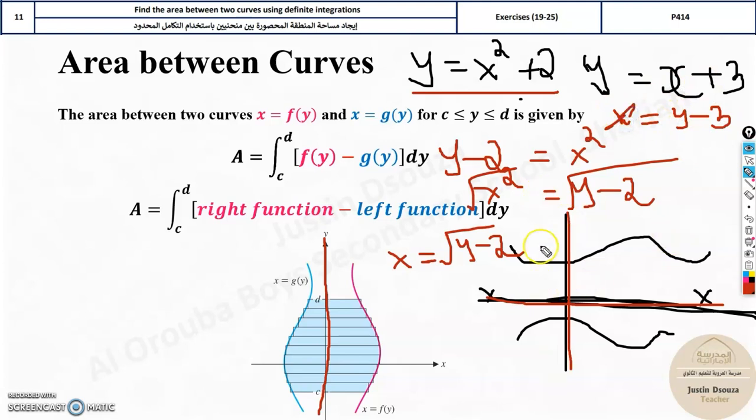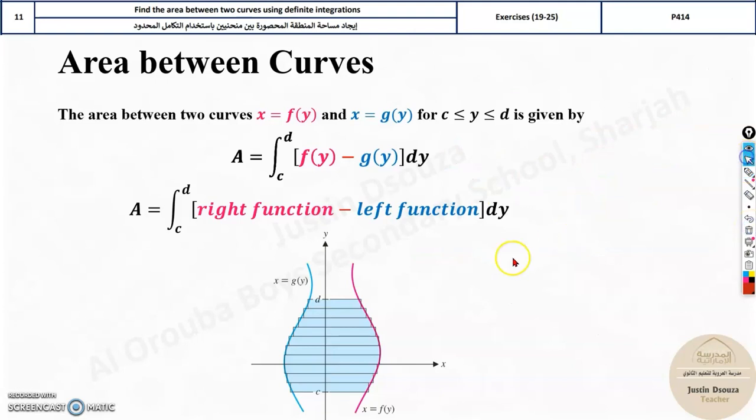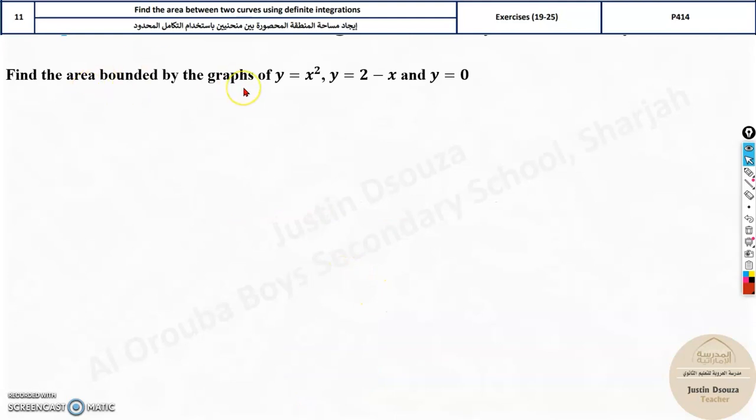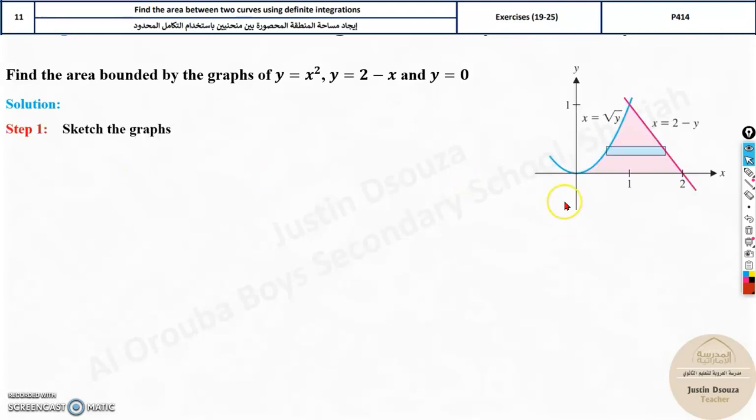So I hope you understand when to change or when to swap. It depends on the figure. Now we will see the problem, and you will understand much better. Say, for example, over here, we have: find the area bounded by the graphs of y equals x squared, y equals 2 minus x, and y equals 0. So this is it, right? First, you need to understand a little bit of the function by graphing. Even if you do not graph, you can solve it, but graphing makes it much easier. Now, you have this graph over here. y equals x squared. What does that mean?